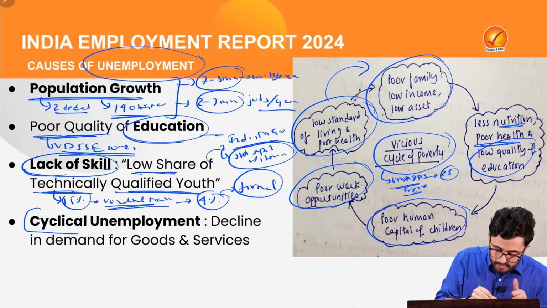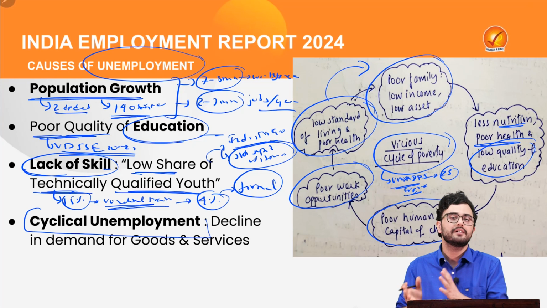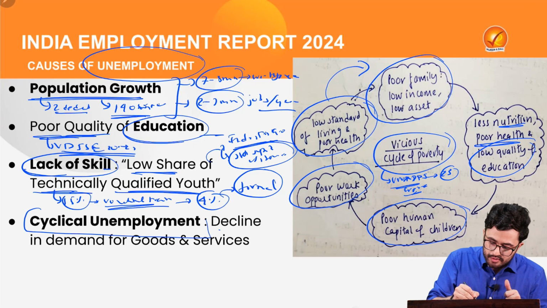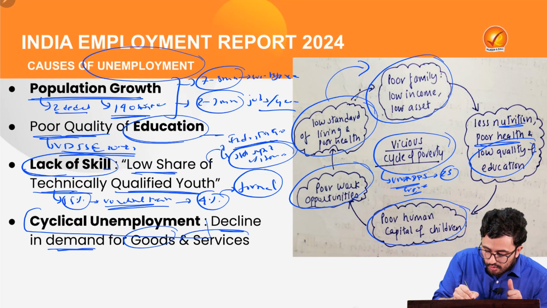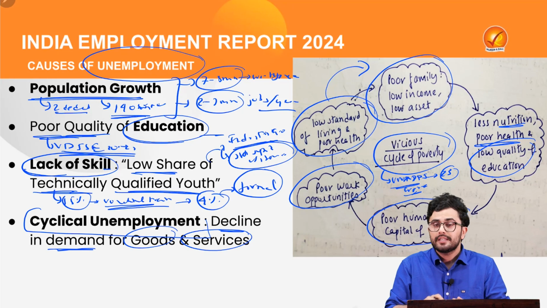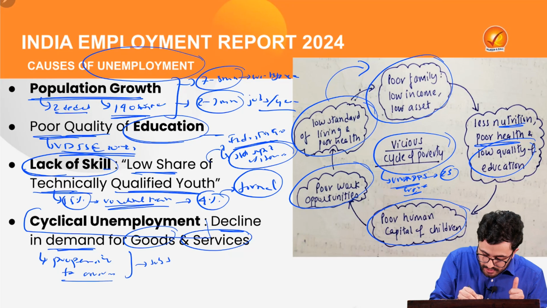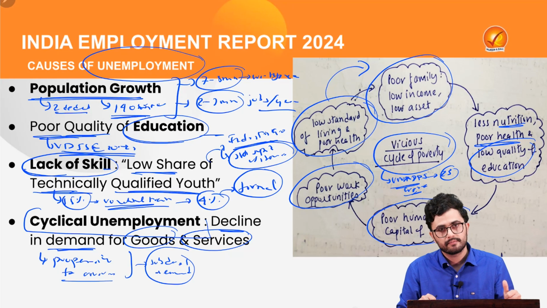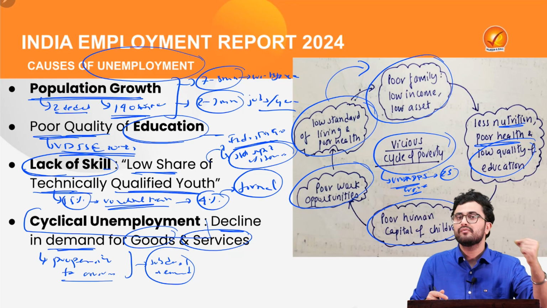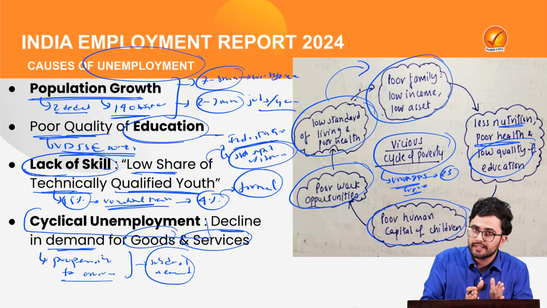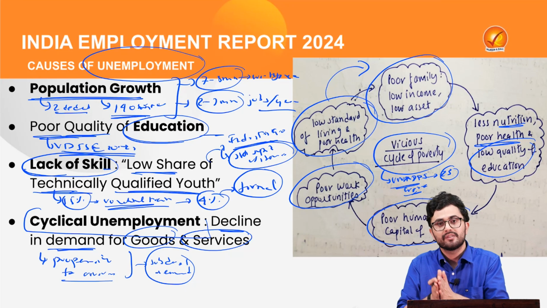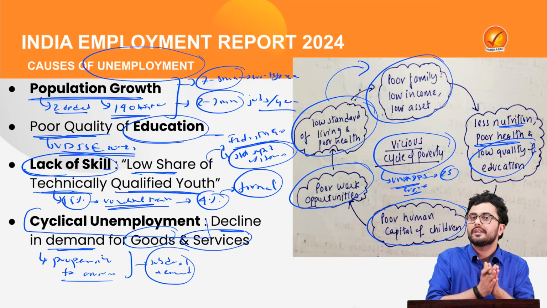Then there is also the prevalence of cyclical unemployment, which is caused because of the decline in the demand for goods and services. This has happened specifically in the recent past because of the decline in propensity to consume, which has basically led to subdued demand among the consumers. Thus, if consumers are not demanding products, the industries will stop making them, and thus they will require less workforce, and thus unemployment will increase.